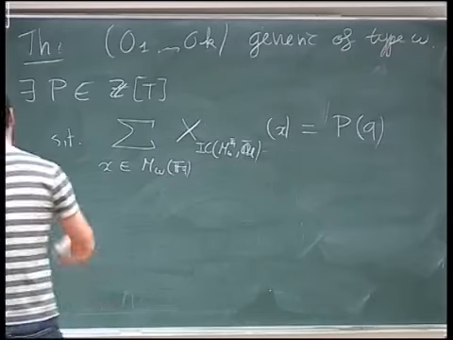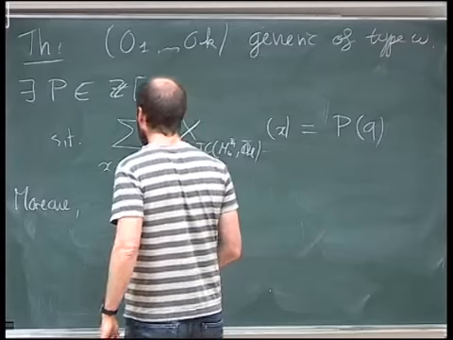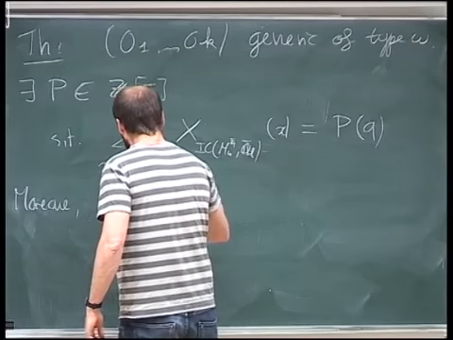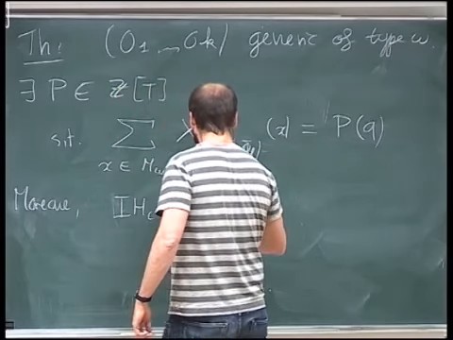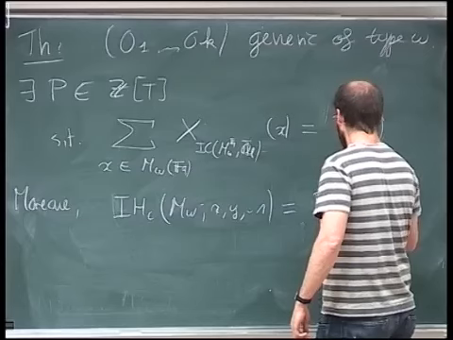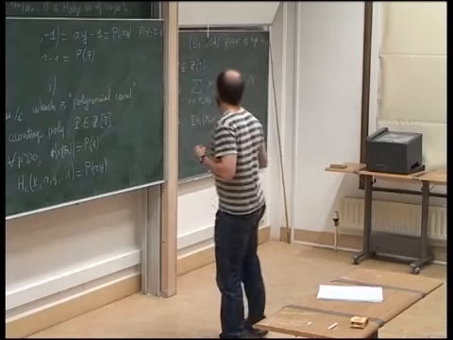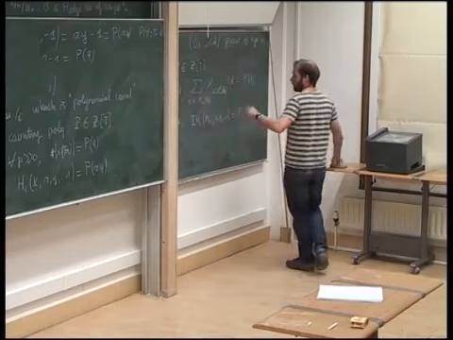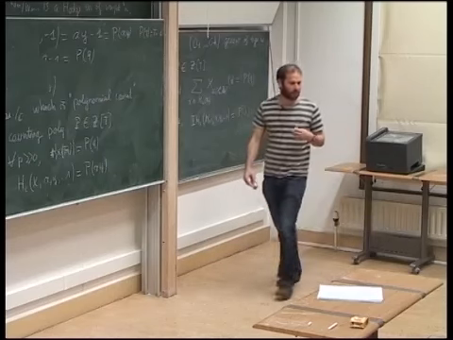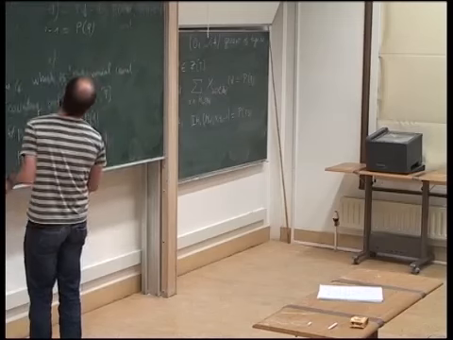And moreover, the specialization of this mixed Hodge polynomial, H_c(M_omega; x, y, -1), is equal to P(xy). This is a generalization, so it's not true for any variety. You need to have a desingularization which has polynomial count, and so that you use Katz's theorem. Again, this is a kind of trick you need.